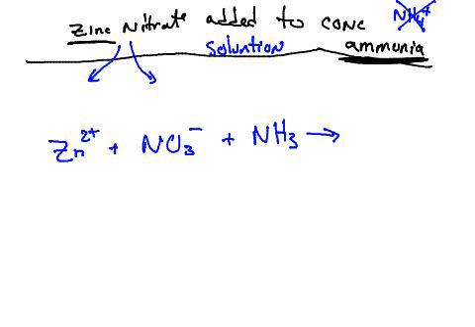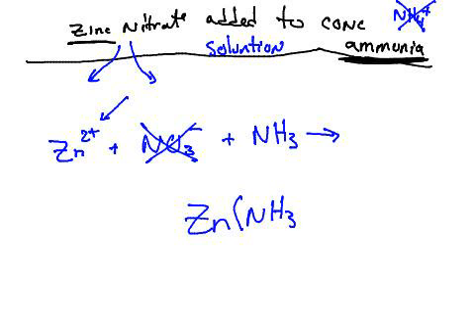Now, I usually look to see if I can find a precipitation reaction, but since we're talking about coordination compounds, that would sort of be silly. The nitrate is not actually important, and it would fall out. So I'm going to make a coordination compound with the ammonia. The zinc has a charge of 2 positive, so you double that, and we need 4 ammonias. So we're going to say it's Zn parentheses NH3 4.